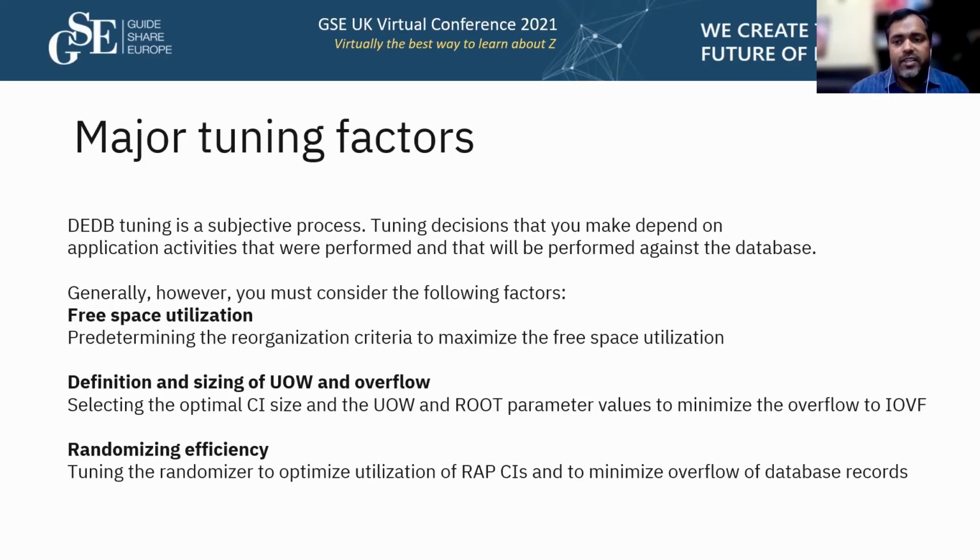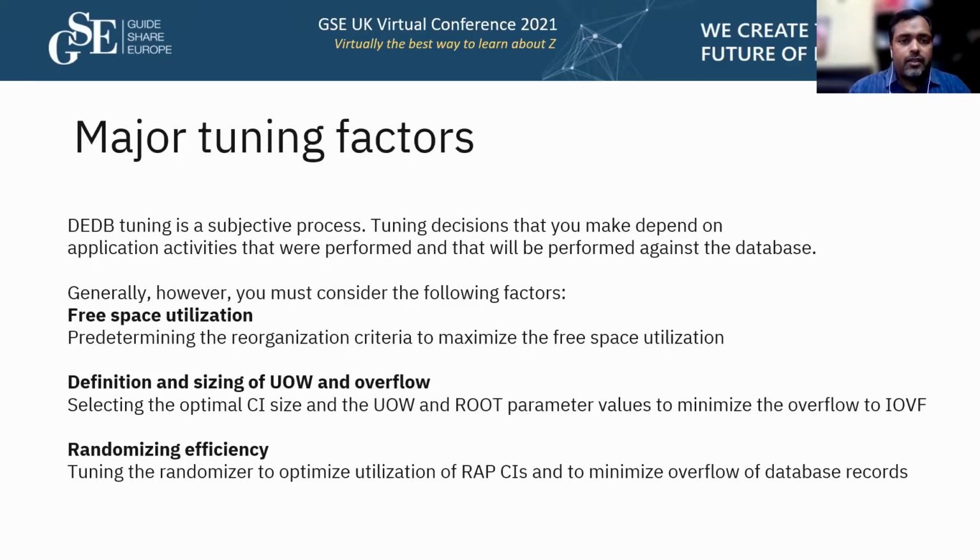But a very small CI size will cause an increase in the IO, thereby decreasing the performance of the DEDB. And if we select a very large CI size, then there is a chance that we might get larger synonym chains, and again that is also not good for the health of a DEDB.